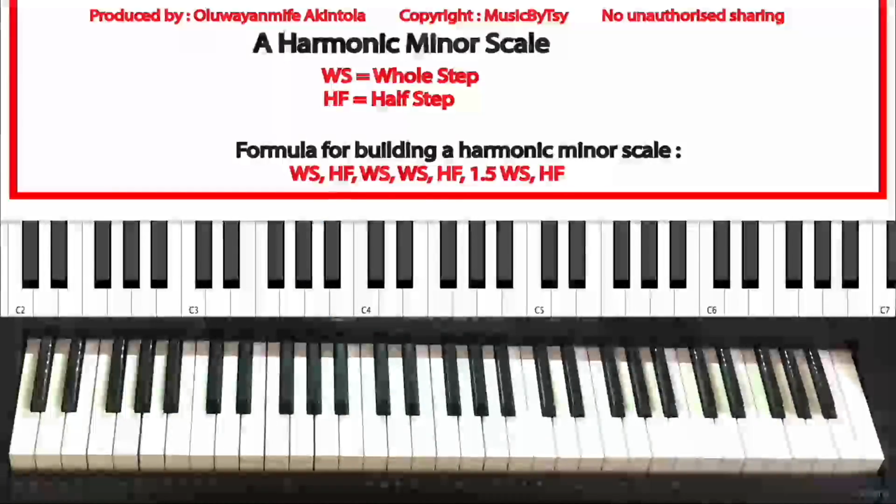Now the first method involves tweaking the A natural minor scale in order for us to build the A harmonic minor scale. How are we going to tweak the A natural minor scale? Well, we're going to increase the seventh note of the A natural minor scale by a half step, and that is going to give us the A harmonic minor scale. So let's do that.